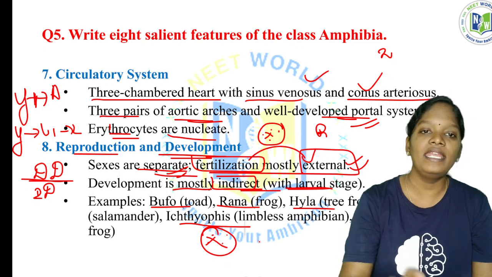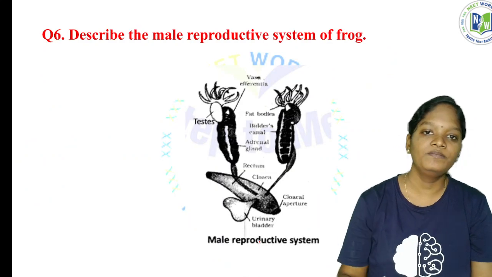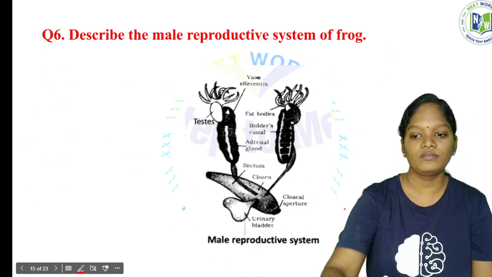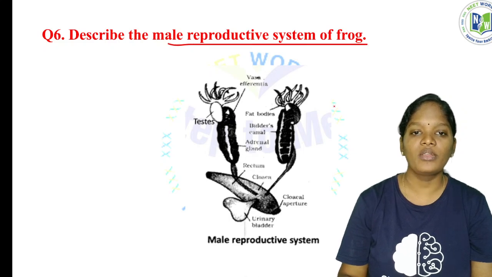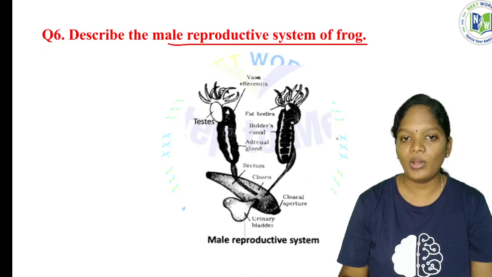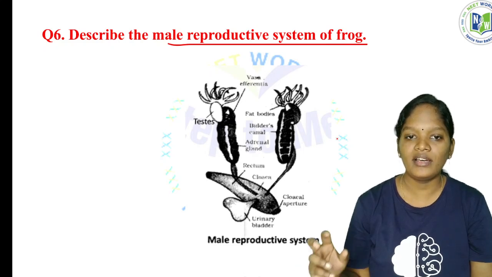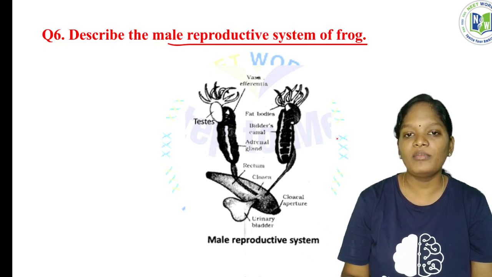These are all the 8 salient features for the class Amphibia. So next, the male reproductive system of the frog. Even though you can't draw a completely precise diagram, at least draw a rough diagram and mark the parts clearly. That is sufficient, you don't need to draw an exact diagram as in the book.